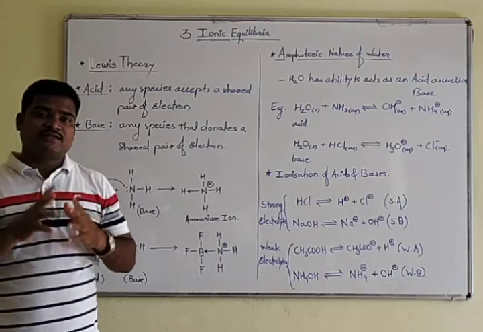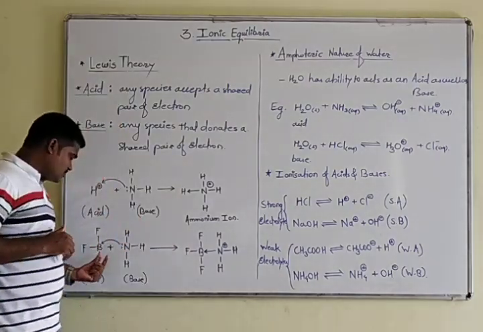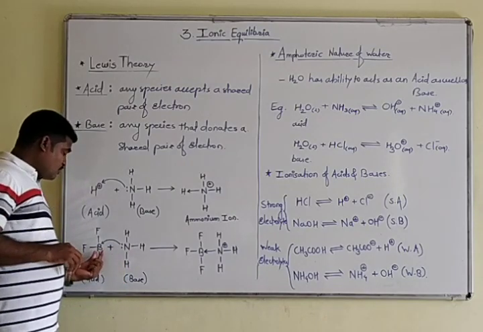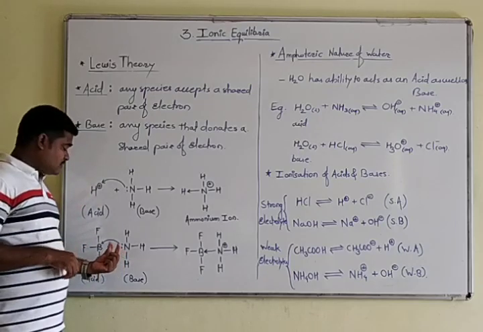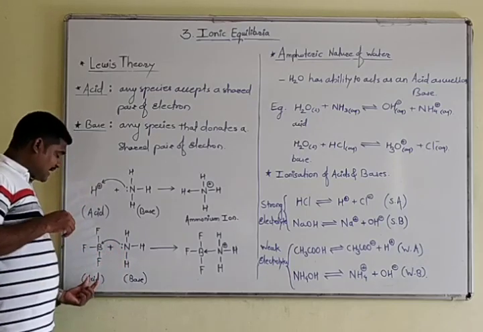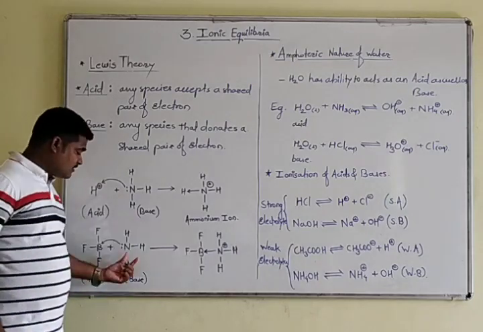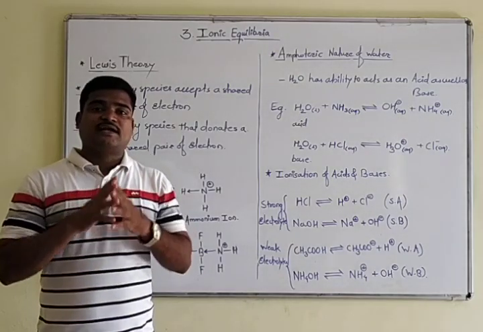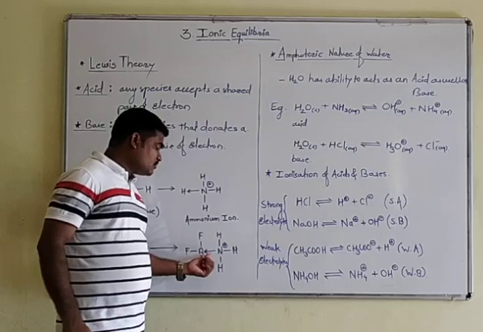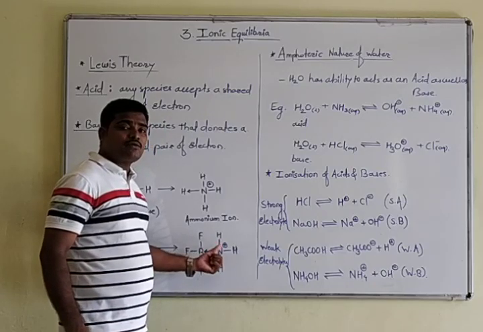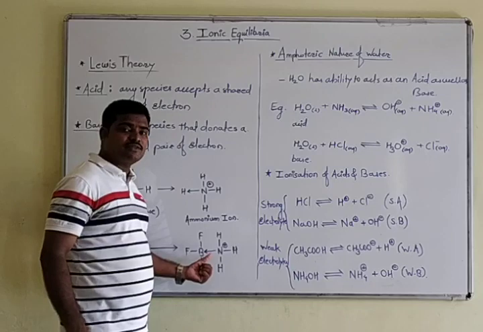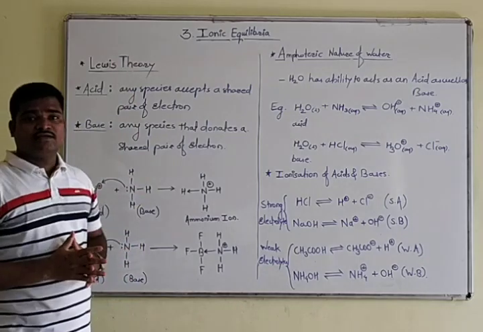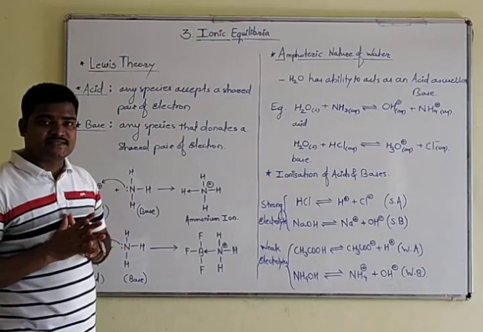Now if you look at the other example, we have two species, BF3 and NH3. Here also boron accepts one electron pair from the ammonia. When it accepts, it becomes an acid, and at the same time when ammonia donates its electron pair, it acts as a base. So again here we have shown the coordinate bond, and the direction from where the electron pair is shifted we have shown with the help of this arrow. Okay. So this is the concept of Lewis's theory for acids and bases.